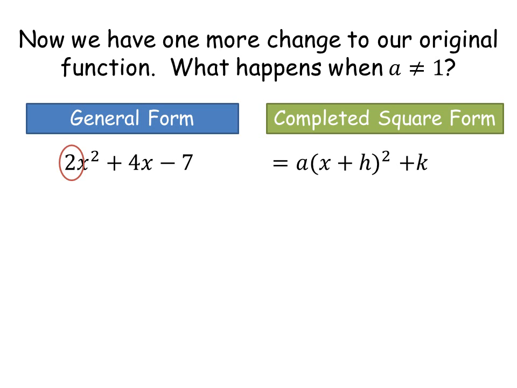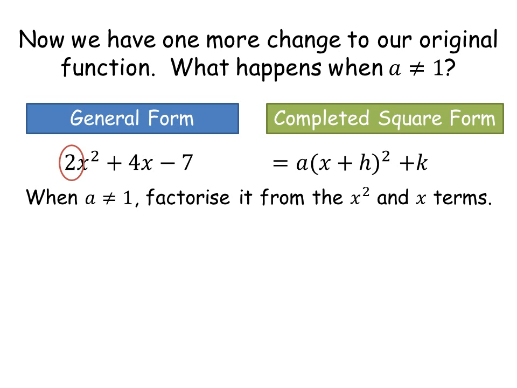Well, I only see an x in here. I'm not interested in a coefficient of x in here. So when a is not equal to 1, factorize it from the x squared and the x terms. Leave Mr. Constant in peace, but remove the 2 from both these terms. How do I do that? With the use of brackets, of course. I personally like to use square brackets since I know that I'm going to be using parentheses later on. So 2 multiplied by open square bracket x squared plus 2x closed square bracket minus 7.